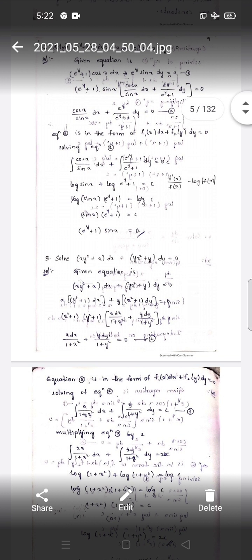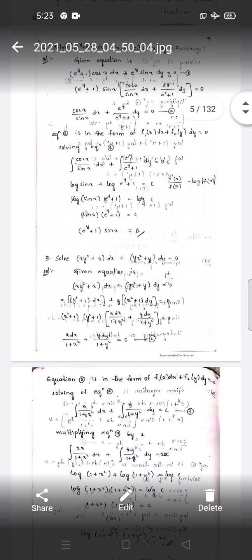So log of sin x times (e^y + 1) equals log of c. The left side is a log, so the right side is also written as a log of c. The logs cancel, and the remaining value is sin x times (e^y + 1) equals C. So (e^y + 1) sin x = C is the required solution.